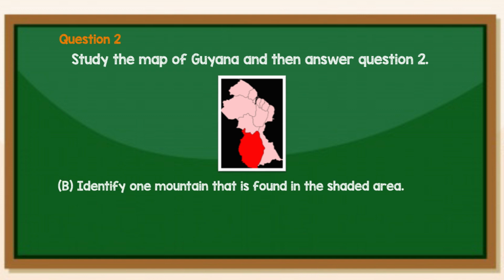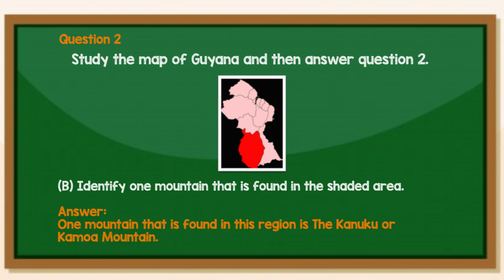Next, identify one mountain that is found in the shaded region. One mountain that is found in the shaded region is the Kanuku or Kamoe Mountain.